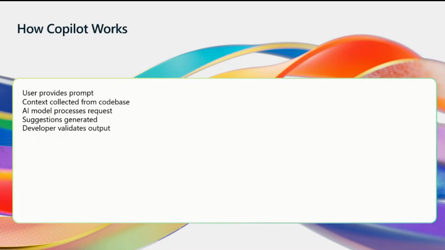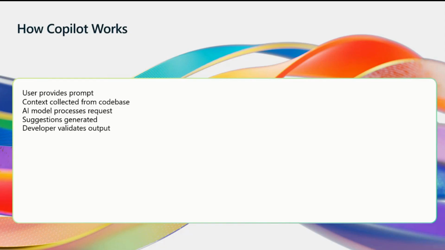Now, how exactly does Copilot work? The user, you and me, we provide a prompt. Whatever we write in that particular text field, we call it a prompt. Then context is collected from the code base. Let's say you are currently working on a project. Copilot will try to understand your code base from that particular project. That's called context. Then the AI model will process your request.